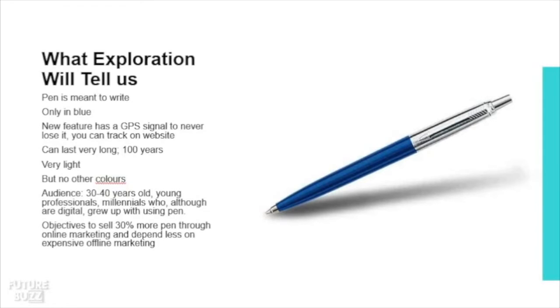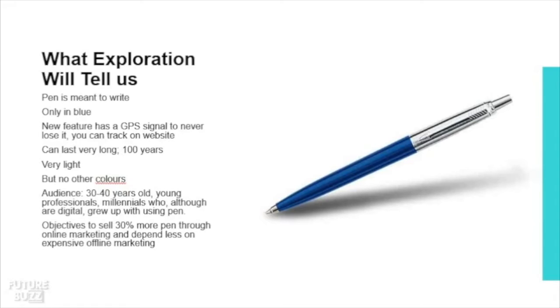What the exploration can tell us is that the pen is meant to write, obviously, and it's only writing in blue. It has a new feature. It has a kind of GPS signal so that you will never lose it. You can track it on the website of the pen company. It can last very long, actually. It's one of the strengths, almost 100 years. It's very light, but the weakness, it has no other colors.